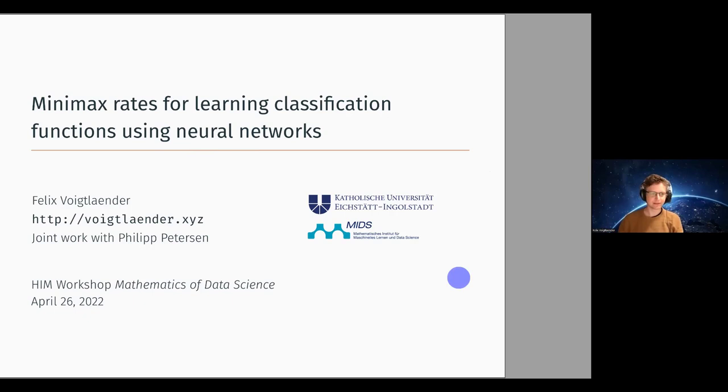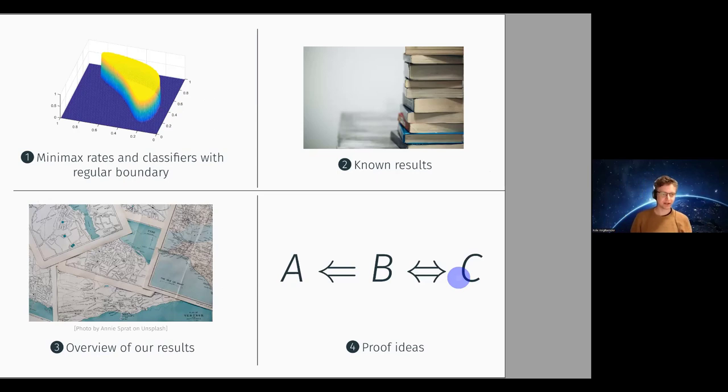So the talk is divided into four parts. In the first part, I will first explain what classifiers with a regular boundary are, what minimax rates are, and what the question is that I'm going to address in this talk. Then in the second part, I will talk about some known results in this area, which were somehow the starting point for this project that I'm presenting here. Then I will very briefly give an overview of our results. And in the last part, depending on how much time is left, I will present some proof ideas. And before I actually start, I should have said that this is all joint work with Philip Petersen from the University of Vienna.